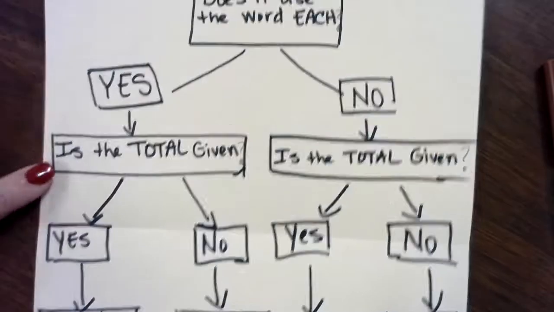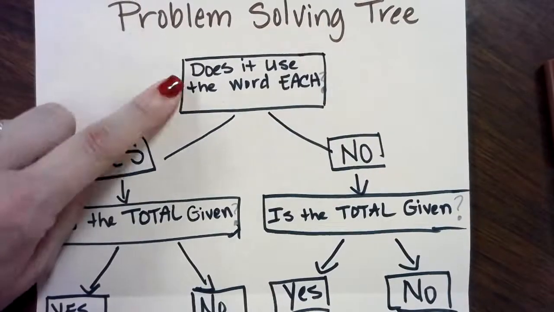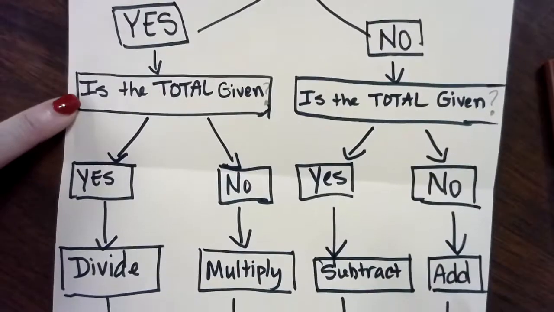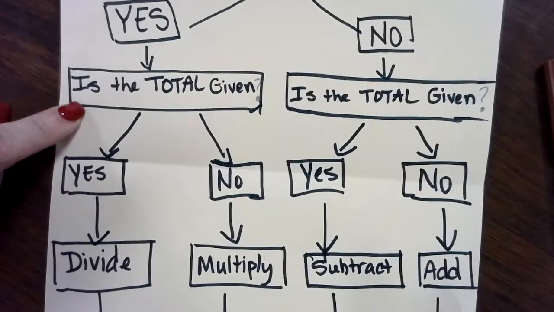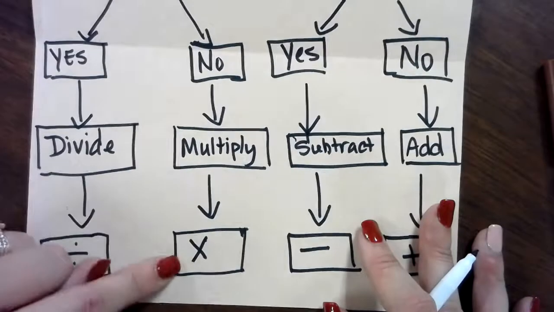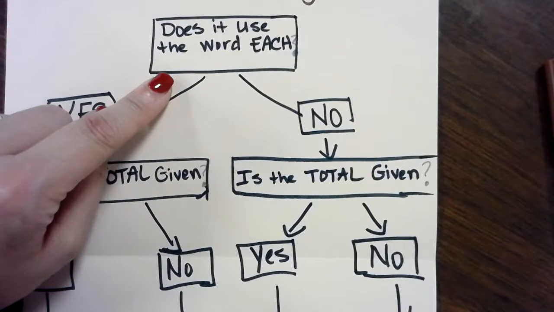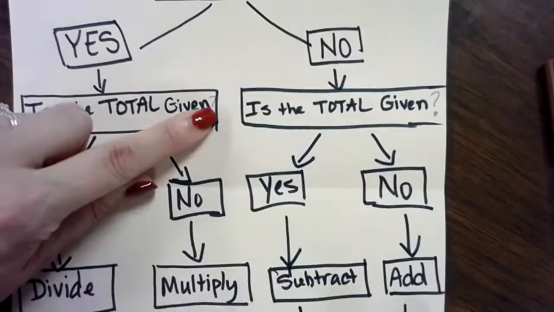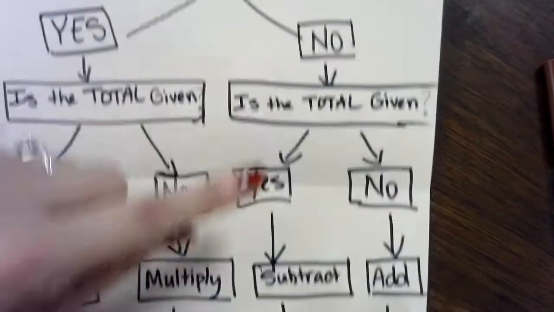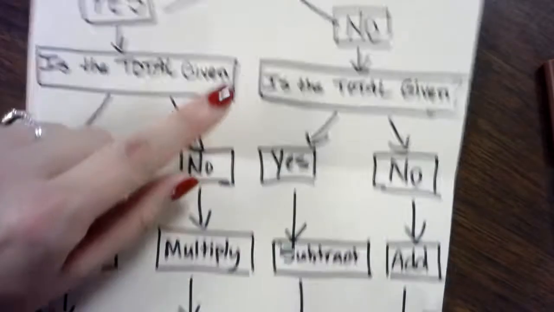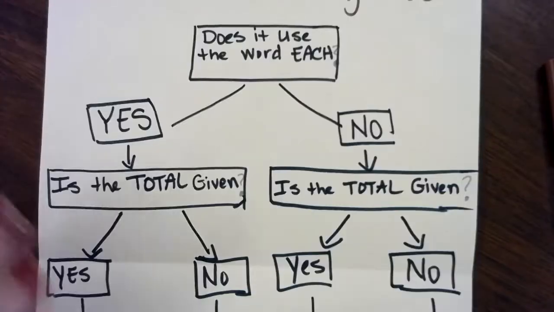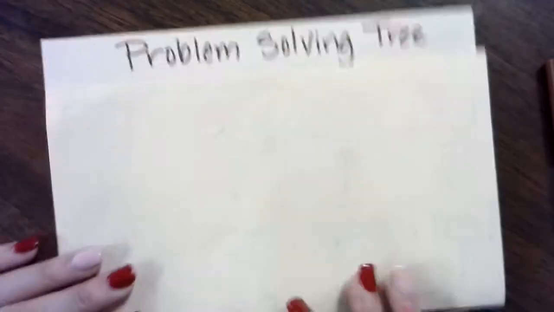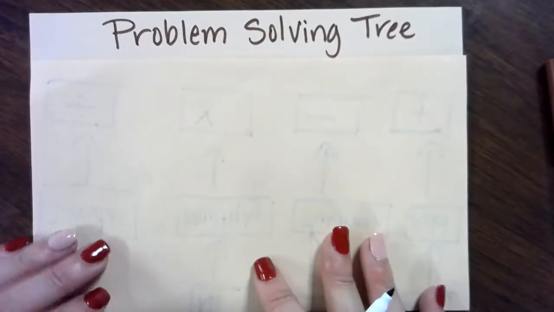So, in those tricky problems that use the word each, if it's yes, ask yourself, is the total given? Yes, it is. You're going to divide. Is the total given? No. Then you're going to multiply. It doesn't use the word each. No, it doesn't. Is the total given? Yes. Then you're going to subtract. Is the total given? No. You're going to add. So if it does not use the word each, but it gives you a total, then you're going to subtract. And if it doesn't give you a total, you're going to add. Okay? So you're going to fold this back up. Put this into the foldable section of your notebook.